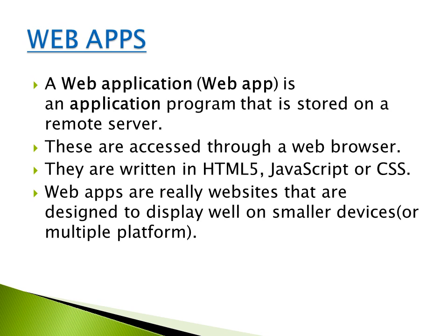Next is they are written in HTML5. HTML you have studied, hypertext markup language. So it is written in HTML5, JavaScript or CSS. What is CSS? Cascading style sheet. Next is web apps are really websites that are designed to display well on smaller devices or multiple platforms. It means they are simply the websites which we can run on our mobile phones. They are the smaller devices and we can run any website on that. It means it is a web app. Okay.